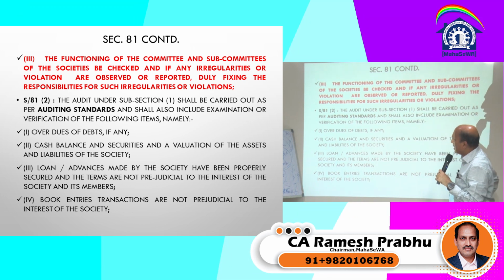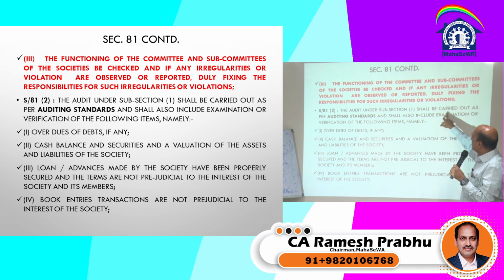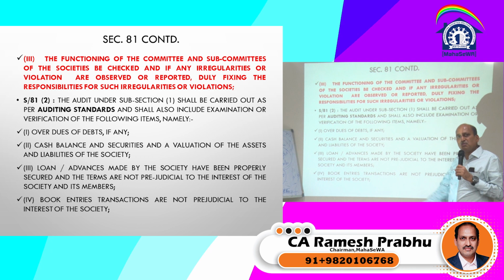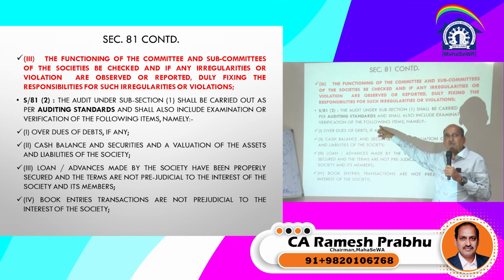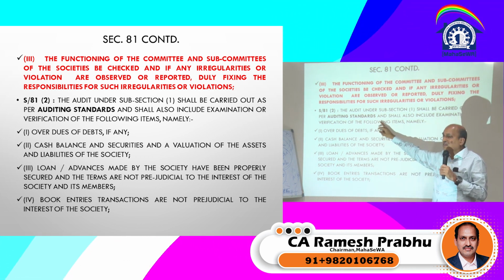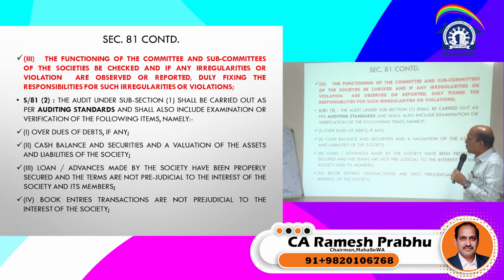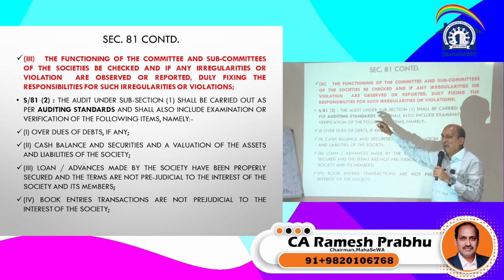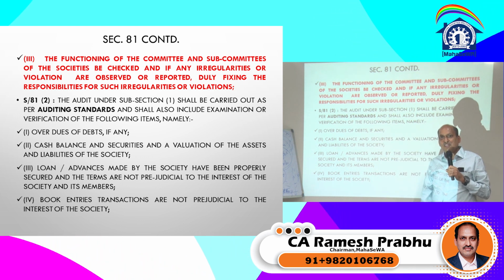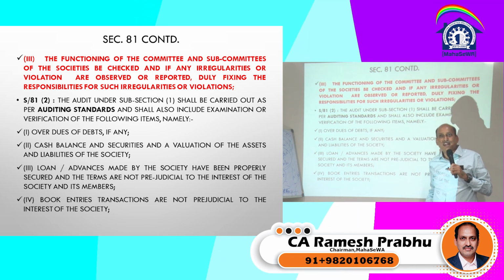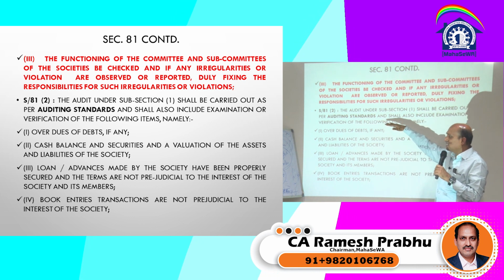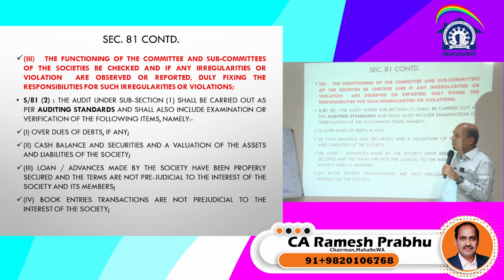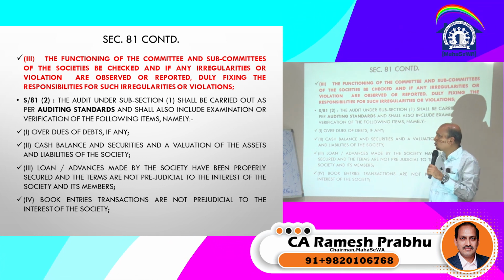Section 81(2) says the audit under subsection 1 shall be carried out as per the auditing standards. That means there is an auditing standard which is prescribed by the Institute of Chartered Accountants of India. So the Institute of Chartered Accountants of India has prescribed certain auditing standards, and how the audit has to be carried out, that means there is a procedure which is laid down by the Institute, is also applicable to the cooperative societies.